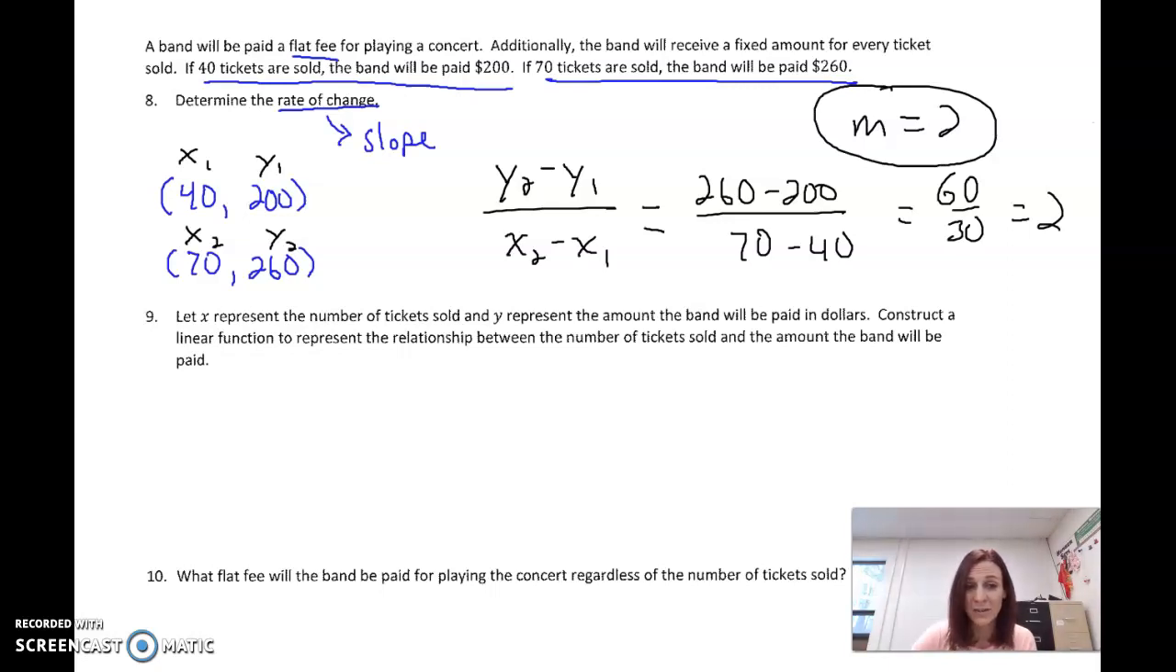Okay, so let x represent the number of tickets sold. Already done it. Y represents the amount the band's going to receive. Already done that. Construct a linear function. Here's that crazy talk again. To represent the relationship. All that means is write an equation. Construct a linear function. Write an equation. And that's going to represent this relationship between our tickets, X, and how much the band gets paid, Y. So we have our M.